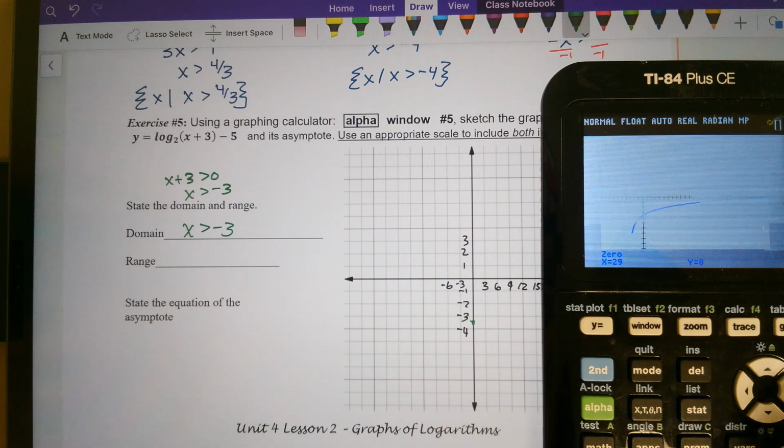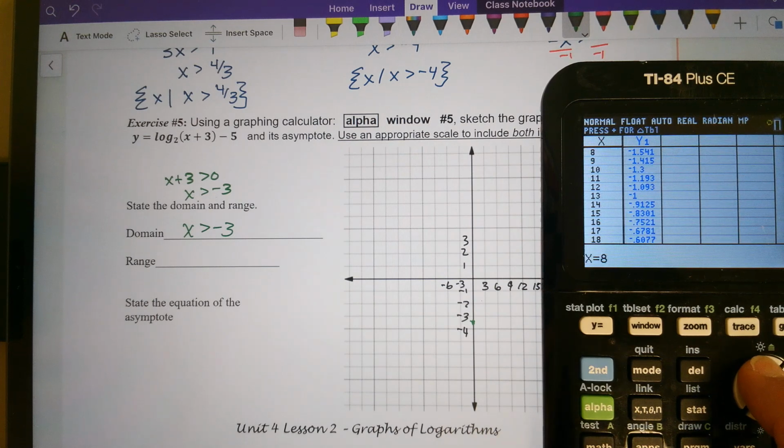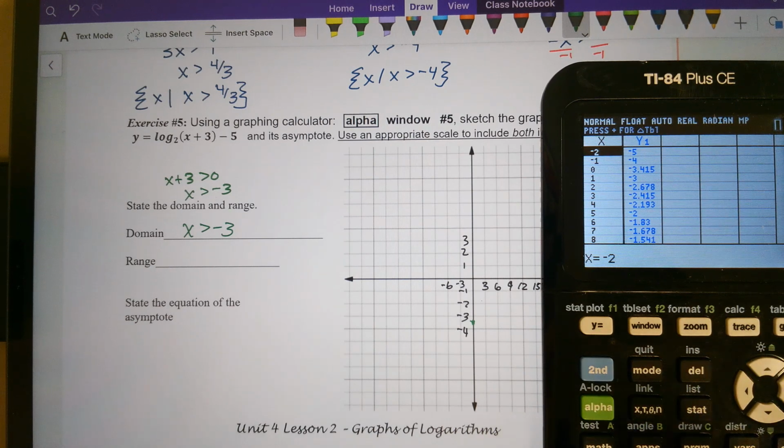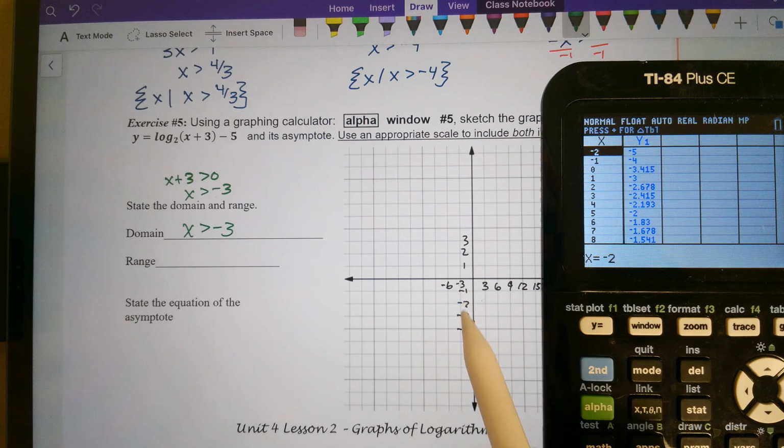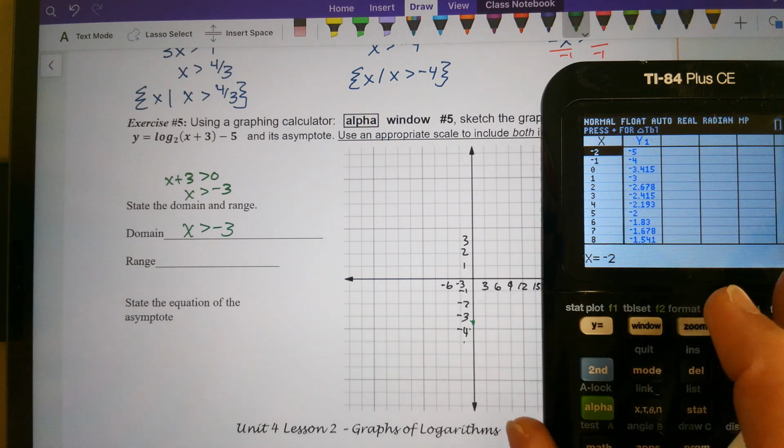And let's just look at the table of values for some of these negative values of x. We know that x is greater than -3. Okay, so -1, -4. Out there. And -2, -5. About there.